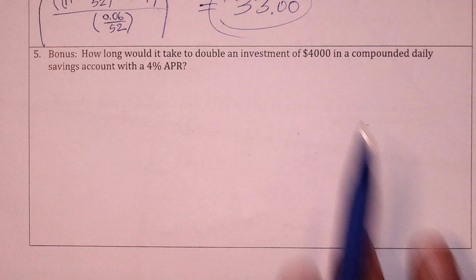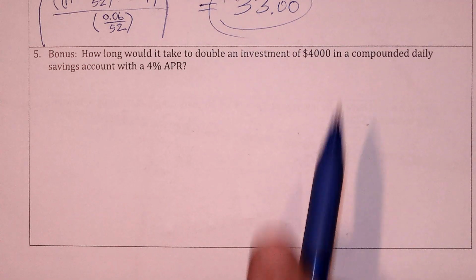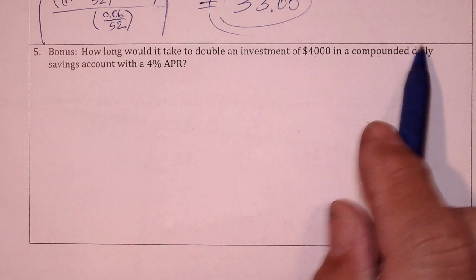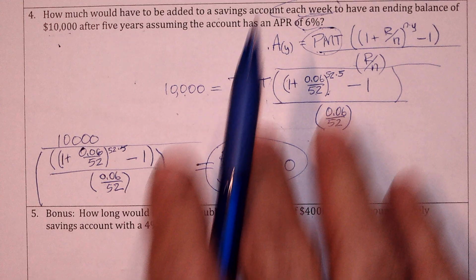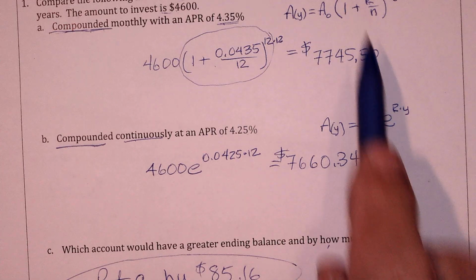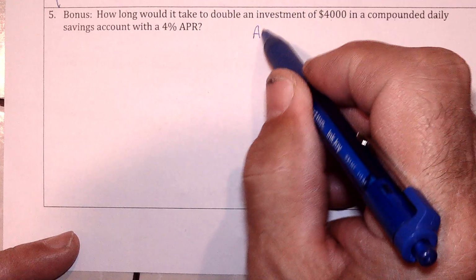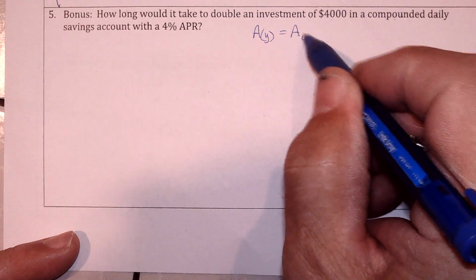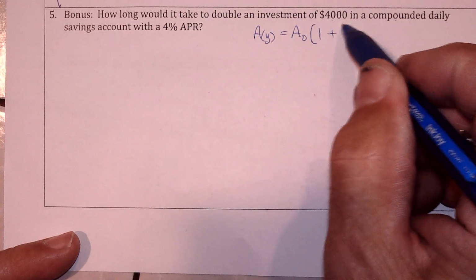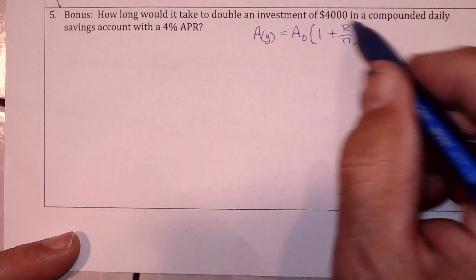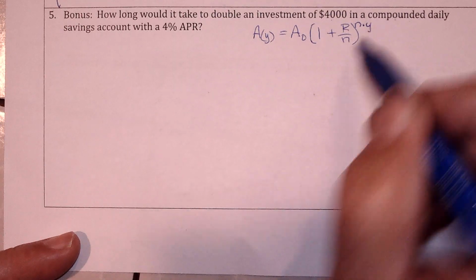All right. Now it's saying, how long would it take to double this if it's compounded daily? Well, we're doing the compounded formula, not the payment formula, the compounded formula that we had at the beginning. So we're doing that formula. So let me write it down. The amount at the end is the starting amount, 1 plus the rate divided by n. We got to multiply this n times for 1 year times the number of years.